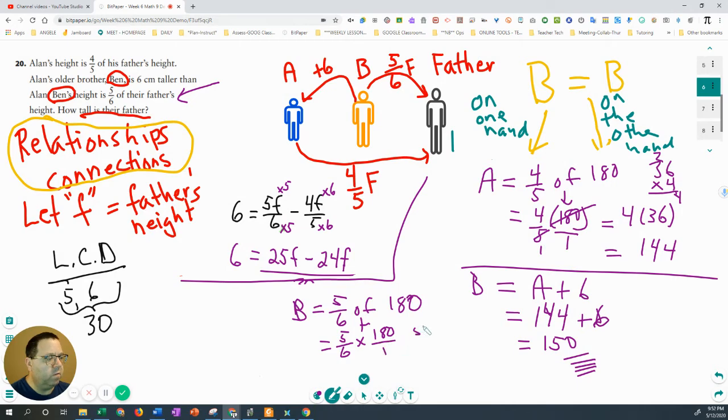So 5/6 equals 180 over 1. All I did was use brackets instead of the multiplying. Look at this, grade 9. 6 goes into 6 once. 6 goes into 180 thirty times. 5 times 30 is equal to... Shocker!